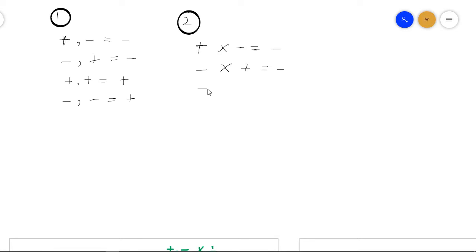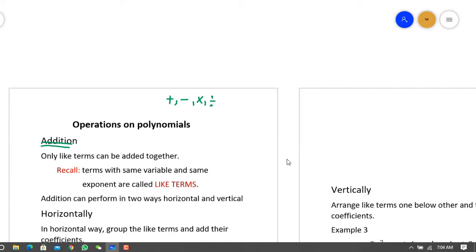And if you are multiplying a negative term with a negative term, it will give you a positive term. And if you are multiplying a positive term by a positive term, it will give you a positive term. So keep these in your mind. If you remember this table, then addition and multiplication will be easy for you. Okay, let's start. Move to the topic.